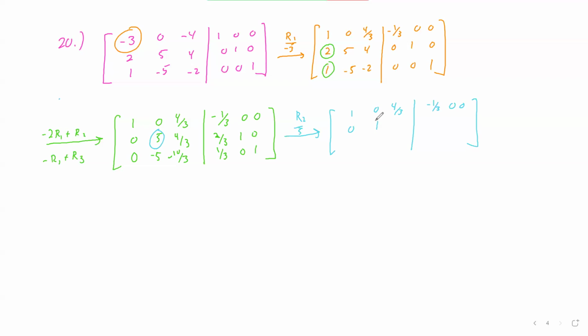And I am doing what? I'm dividing that by 5. It gives me 4/15. And then 2 divided by 3. Divide that by 5. Gives me 2/15. And then 1/5 and 0.